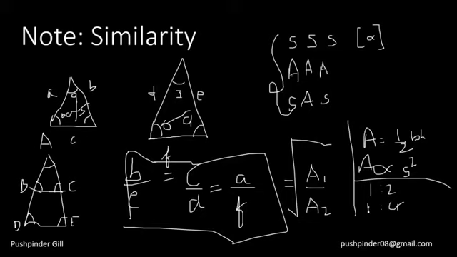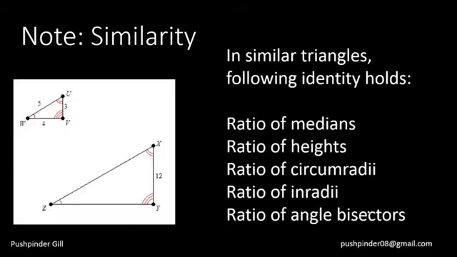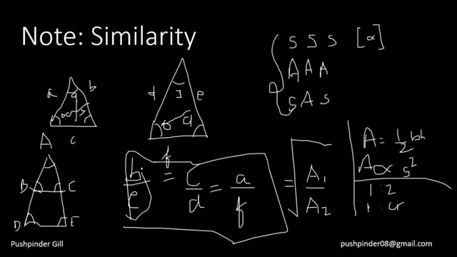Alright? So I hope you've understood the similarity. Now this is what it says: in similar triangles, the following identity holds. The ratio of medians is equal to the ratio of heights, is equal to the ratio of circumradii, is equal to the ratio of inradii, is equal to the ratio of angular bisectors. That is equal to the ratio of sides. And what is that ratio? It's the ratio in which the whole triangle is scaled, and the square of this ratio is the ratio of their areas.